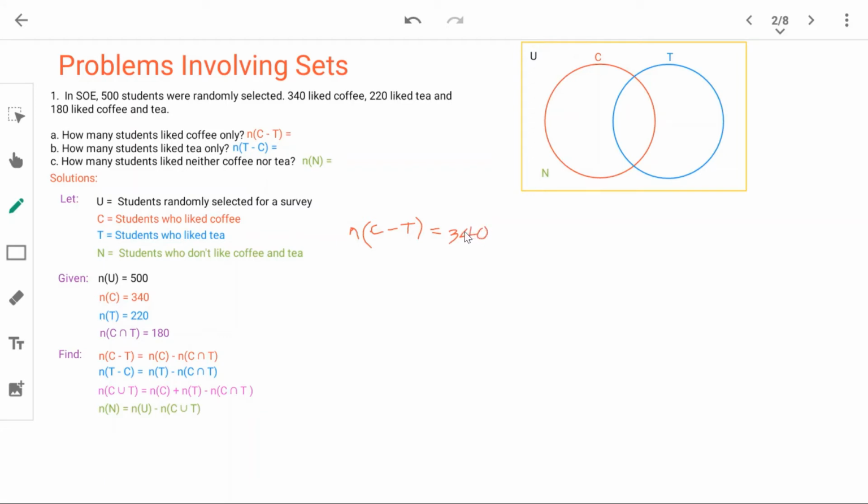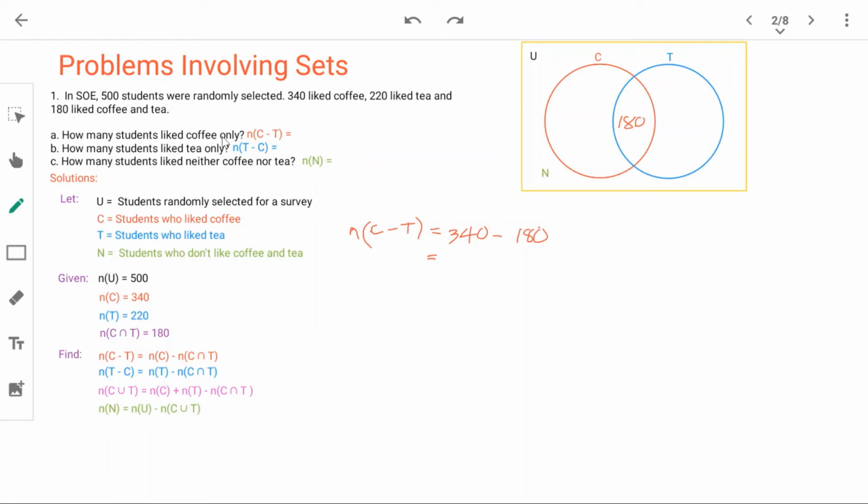So there is a difference between students who like coffee and students who like coffee only. So 340 students who like coffee, but this does not mean that they don't like tea. Okay, so going back to the formula, next is the cardinality of C intersection T. So this value is this one, 180. Okay, these 180 are the students who both like coffee and tea.